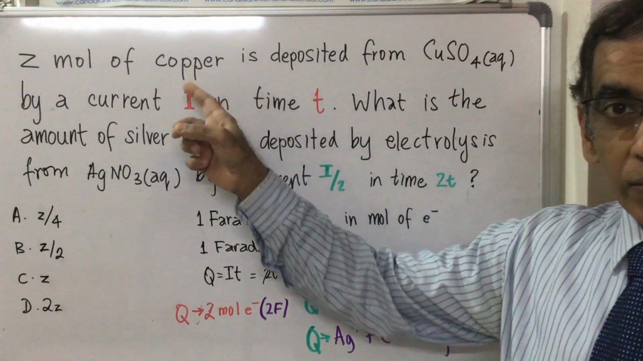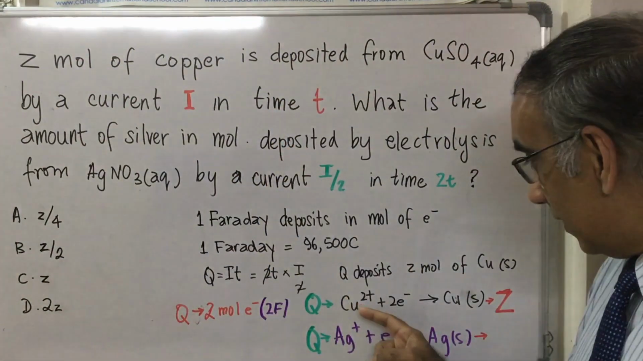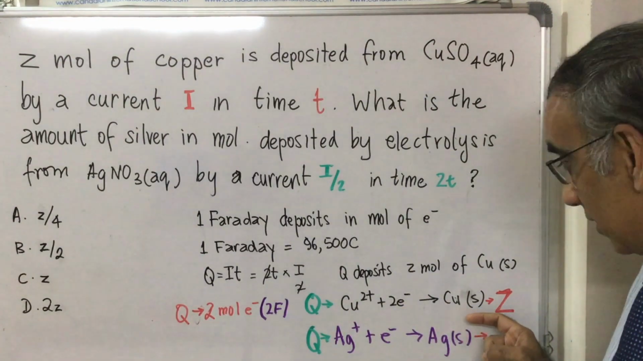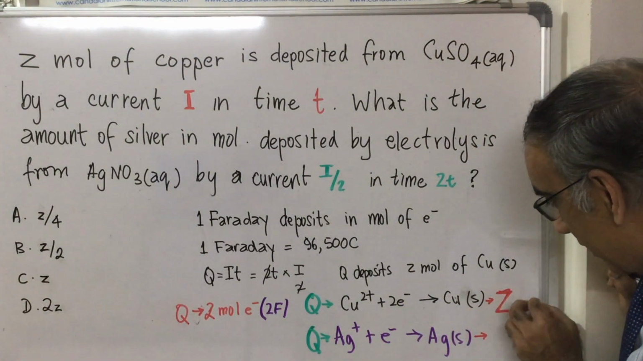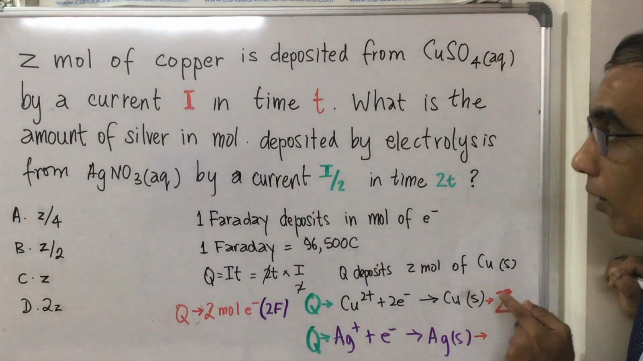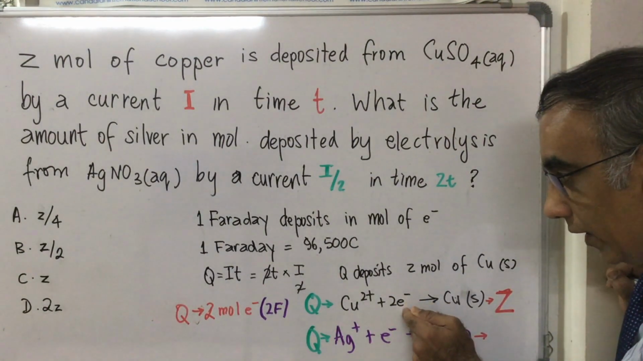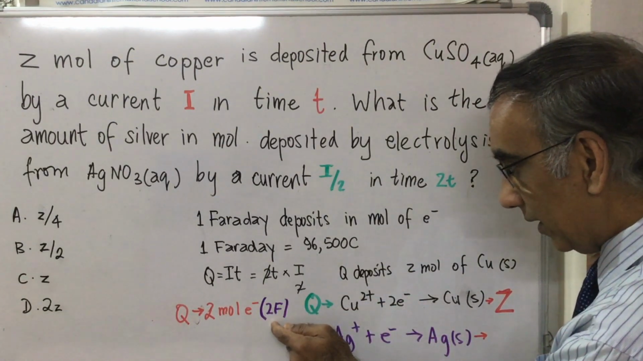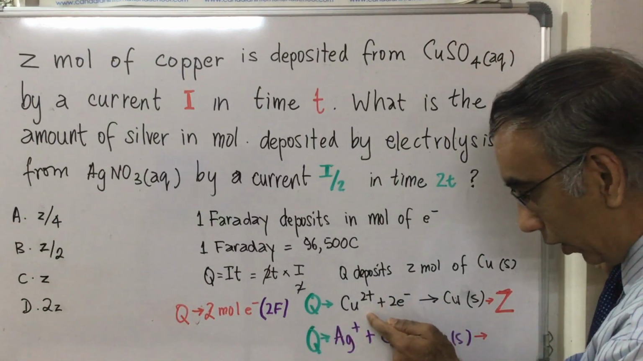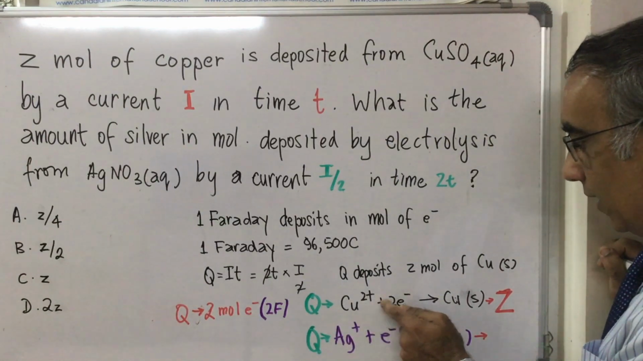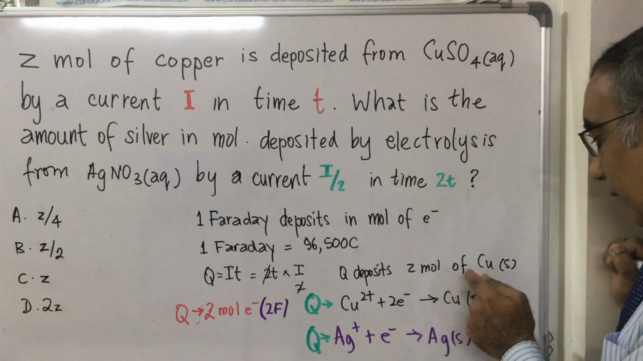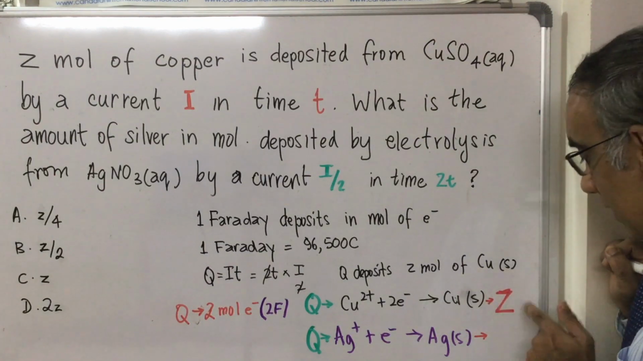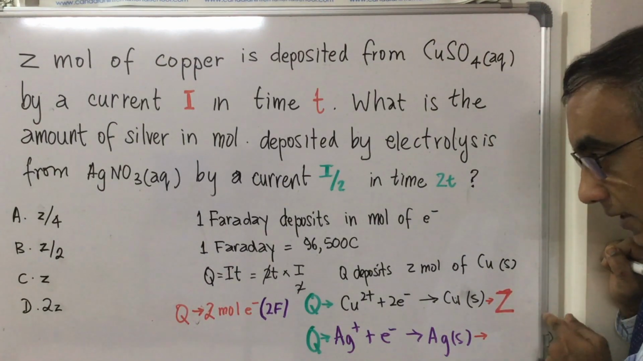If we're getting Z moles of copper deposited, then Cu2+ has to get 2 electrons to form Cu. To get Z on this side, let's say that Z is 1 mole of copper, then you need 2 moles of electrons. So the quantity of electricity needs to be 2F, so that 1 mole of copper ions can get 2 moles of electrons to form 1 mole of solid copper, which is designated as Z. Z is the amount in moles of copper deposited.